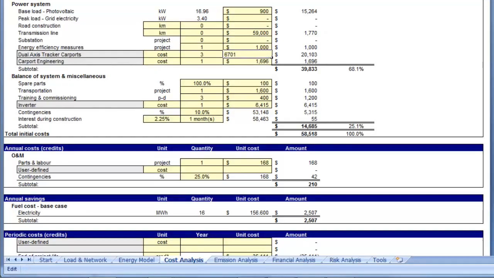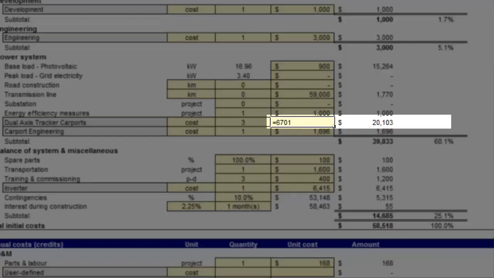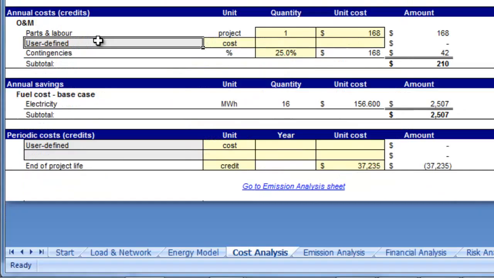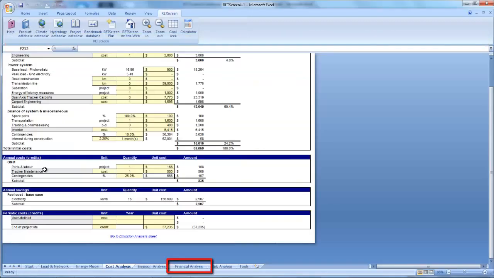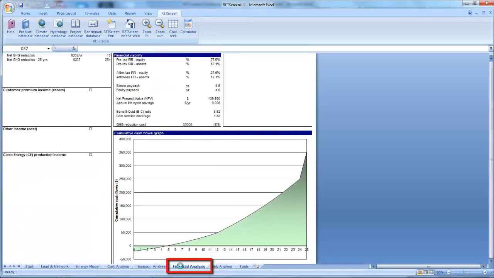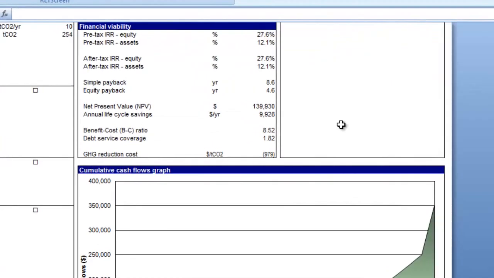And we will enter the formula shown to get $24,319 as the cost. We will also assume an additional $500 annual cost, so we will add a new row titled Tracker Maintenance in the annual cost section and input that cost. The financial analysis page now suggests the tracker has a better viability with an improved IRR, NPV, payback period, and benefit cost ratio.